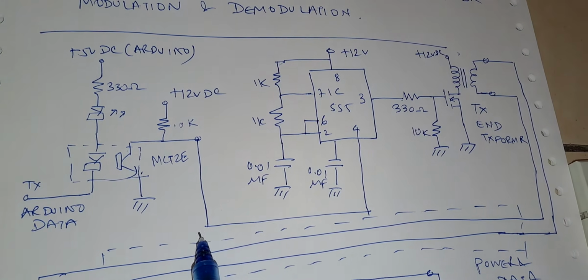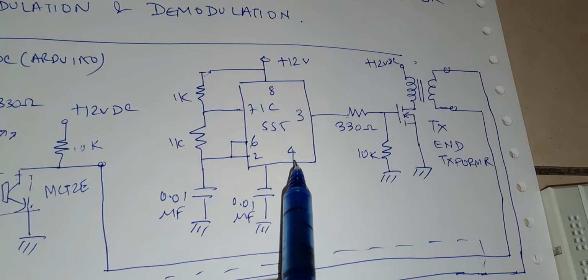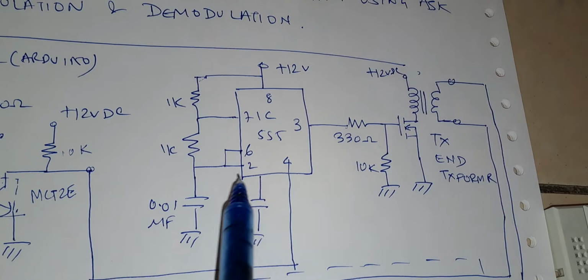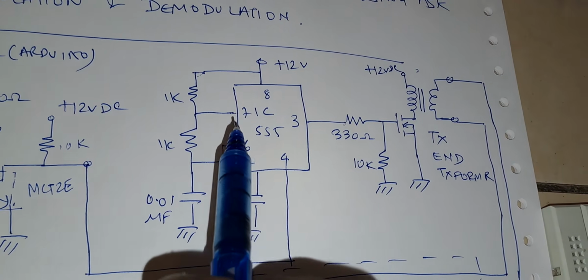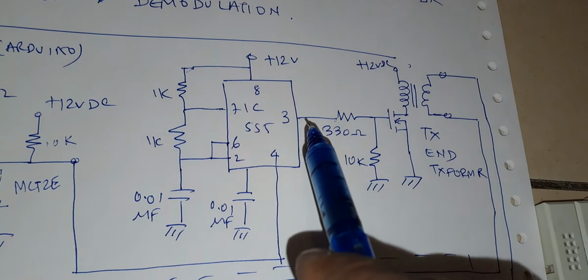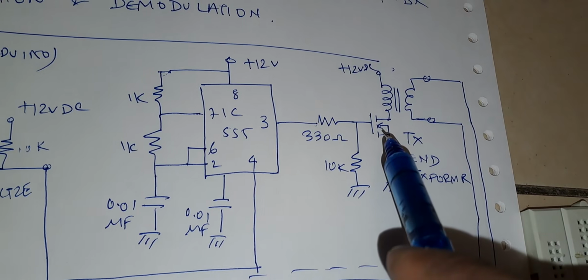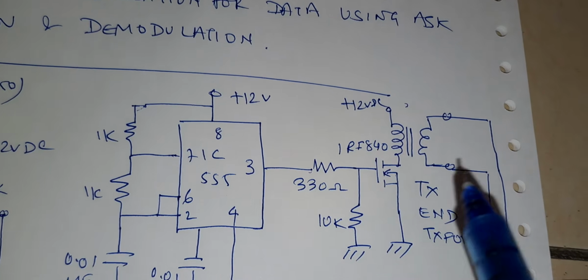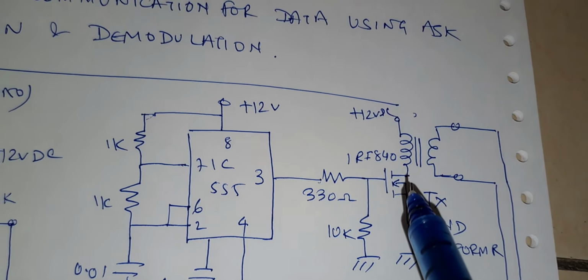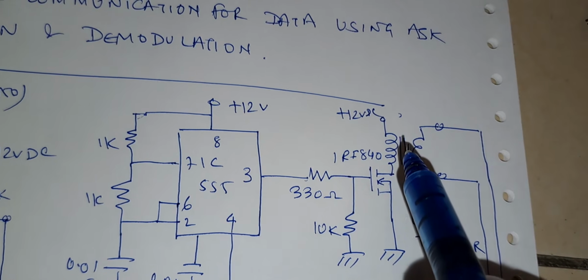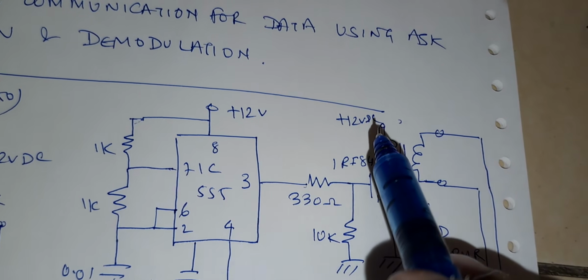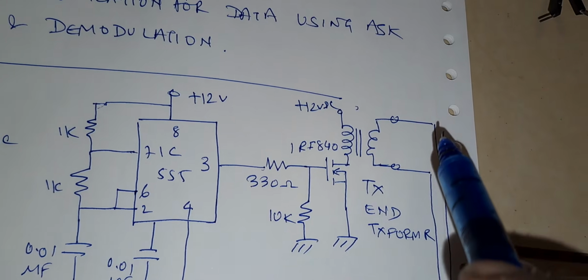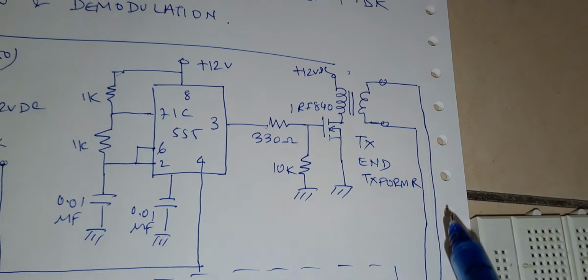So from here the data will come and it will be fed to pin number 4 of the 555 timer IC. So this is an oscillator oscillating at a frequency of 48 kHz. The output will be a modulated signal fed to this MOSFET IRF840. So this is the MOSFET IRF840. The drain of this MOSFET is connected to this transformer. Another end of the transformer is connected to the 12 volt DC bus. The secondary of this transformer is the real power line carrying power and data together.